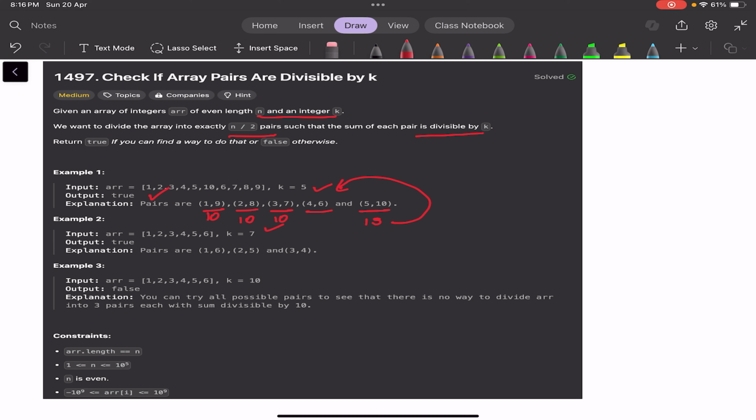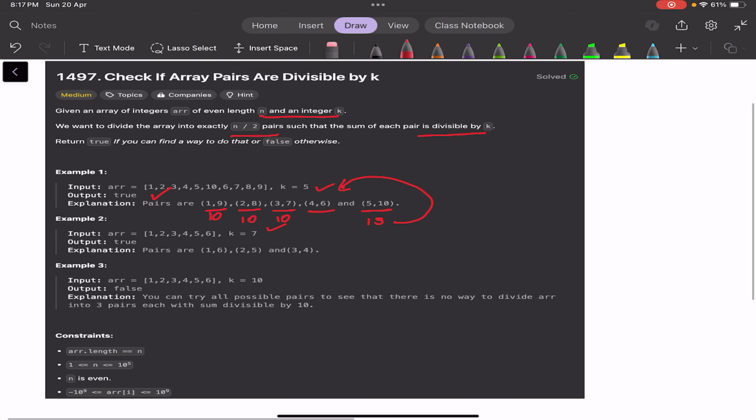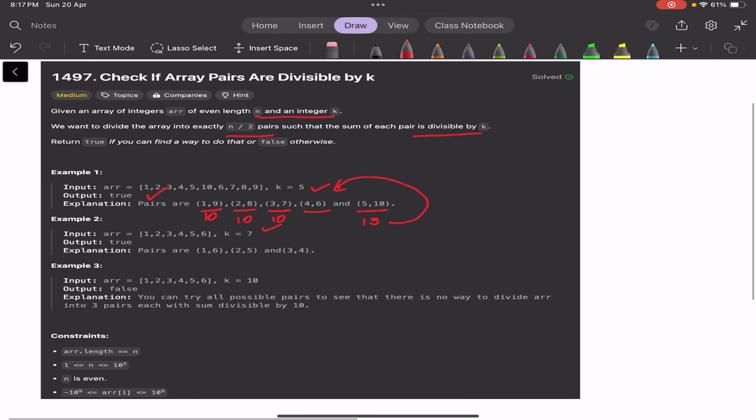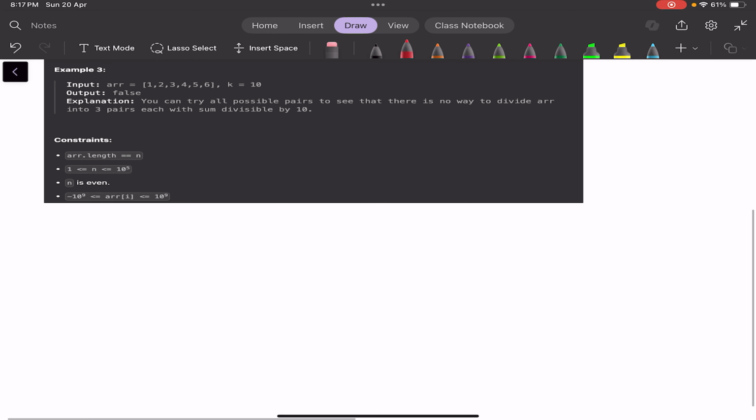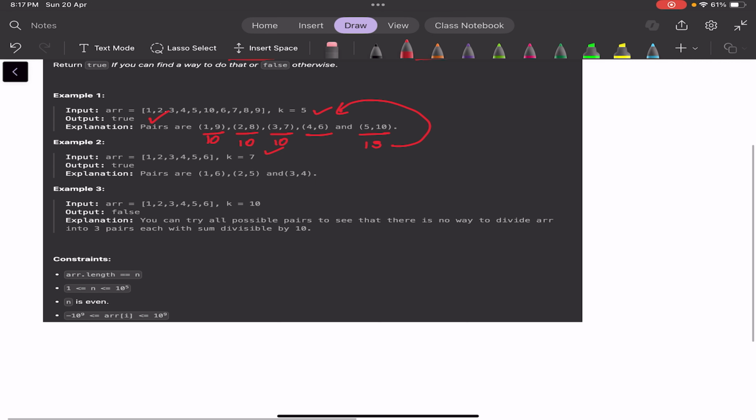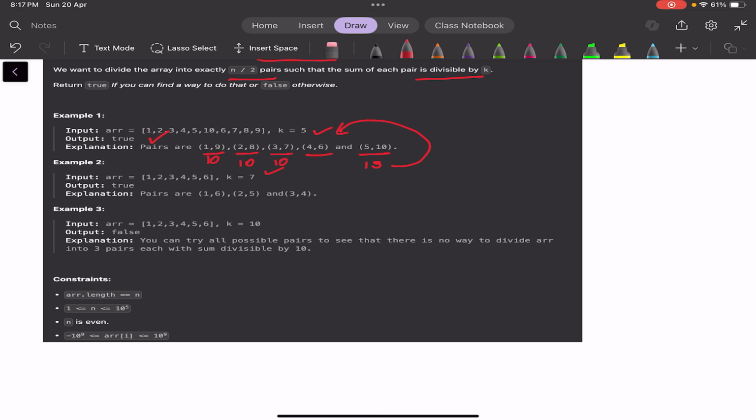So the given array will always be even, right? So only then you can make n by 2 pairs, right? So that's what the problem says. So let's start with the intuition of how to solve this problem. Basically this is a modulo arithmetic problem, so we have to use modulo here.